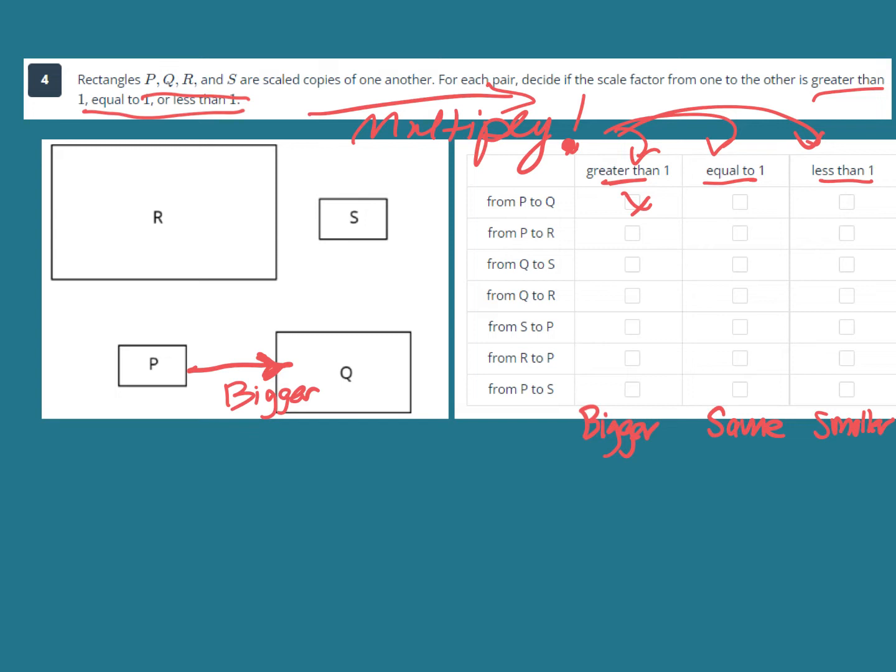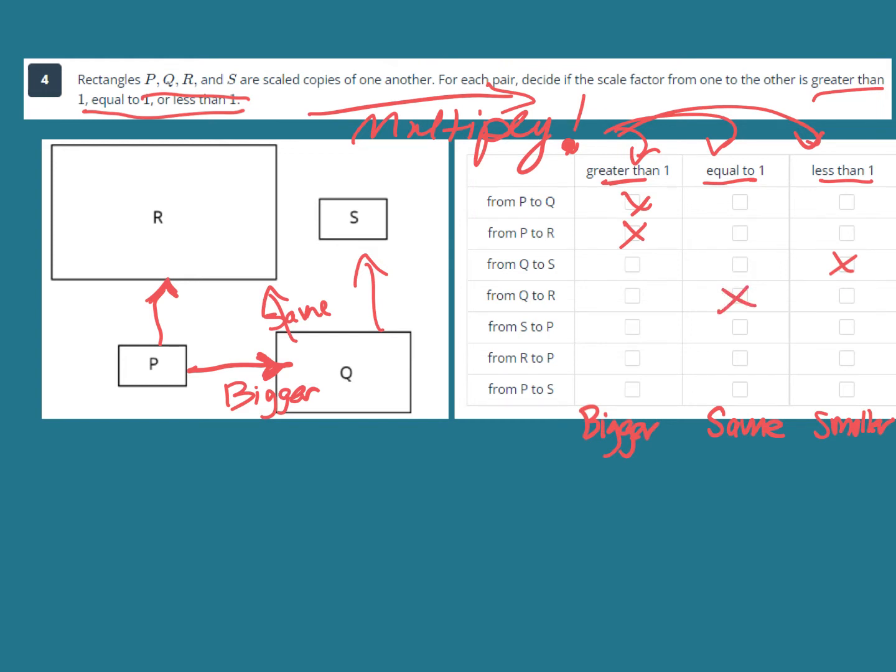So the next one, what happens in the next one? The next one is from P to R. So now I'm going from P to R. Again, what happens? It gets bigger, right? So once again, I'm here. From Q to S, bigger to smaller. It's going to get smaller, so I'm all the way over there into the less than 1. From Q to R, they stay the same, right? They're the same. So it's equal to 1, Q to R.